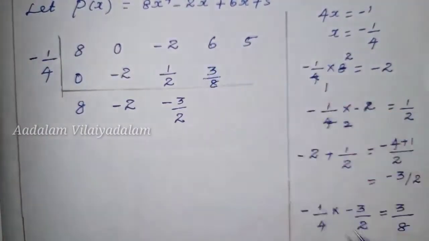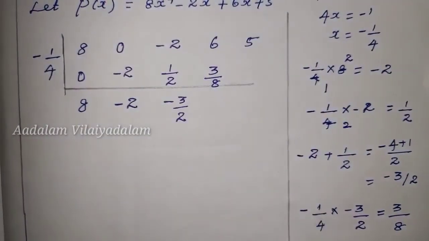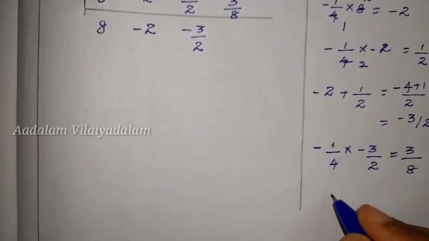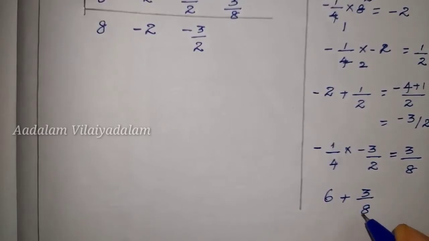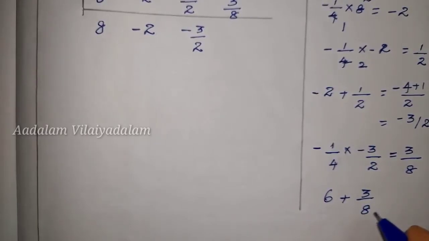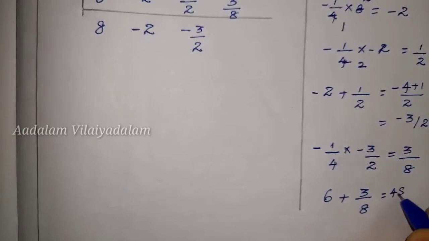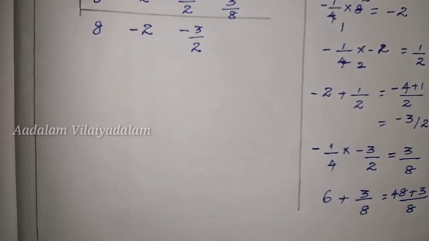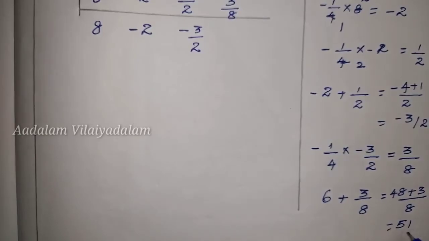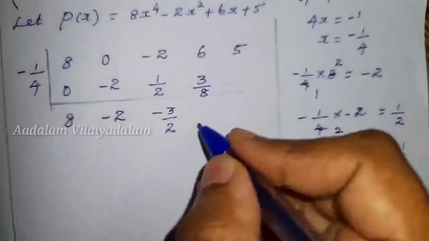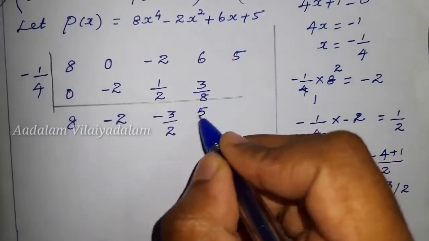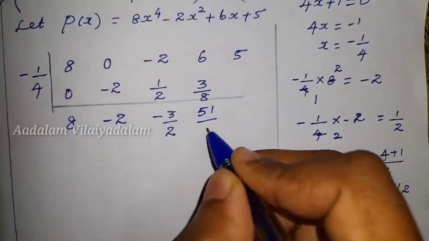Now add the terms 6 plus 3 by 8. So here also cross multiply. So 8 6s are 48. 48 plus 3 divided by 8. So the answer is 51 divided by 8. So here 6 plus 3 by 8 is 51 divided by 8.